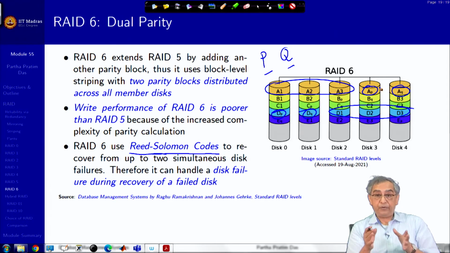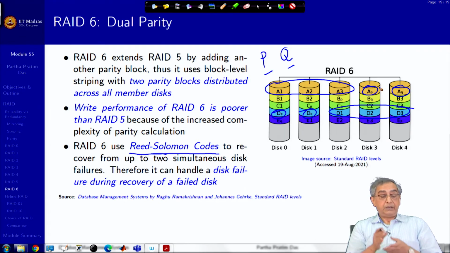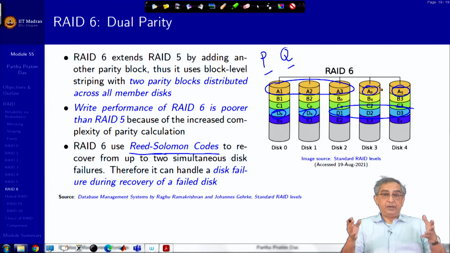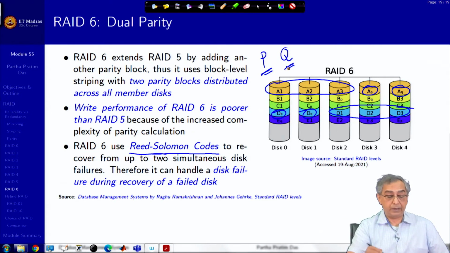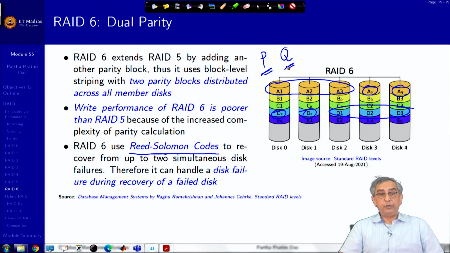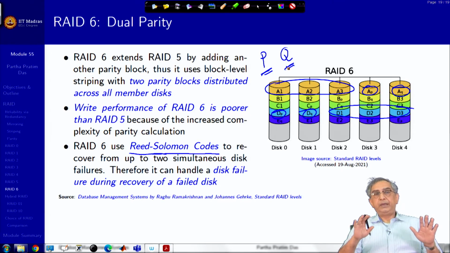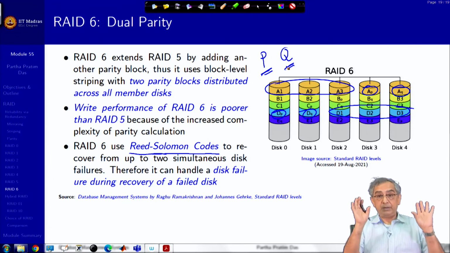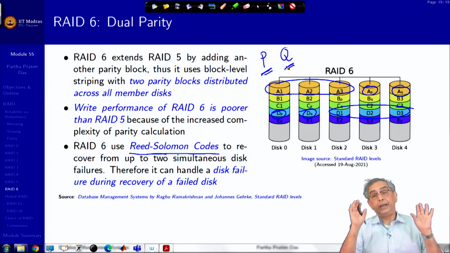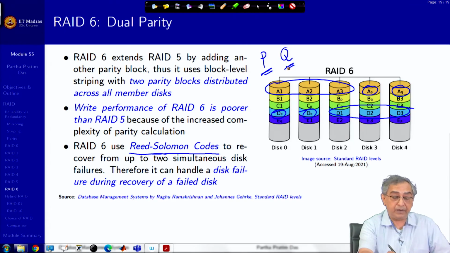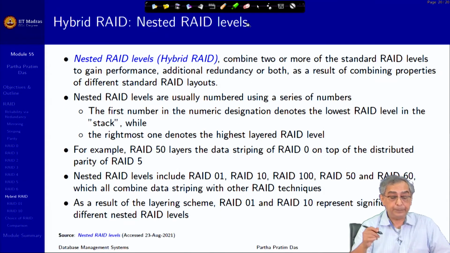Write performance is still poorer because of the increased complexity of parity calculation, because you will have to compute both P and Q. It uses, as I said, Reed-Solomon code. I will not try to explain that, but if you know. Therefore, it can handle a failure during recovery of a failed disk. This is because of this double syndrome, the extended dual parity, it can actually handle up to a second disk failure. So, that is a big advantage of RAID level 6.